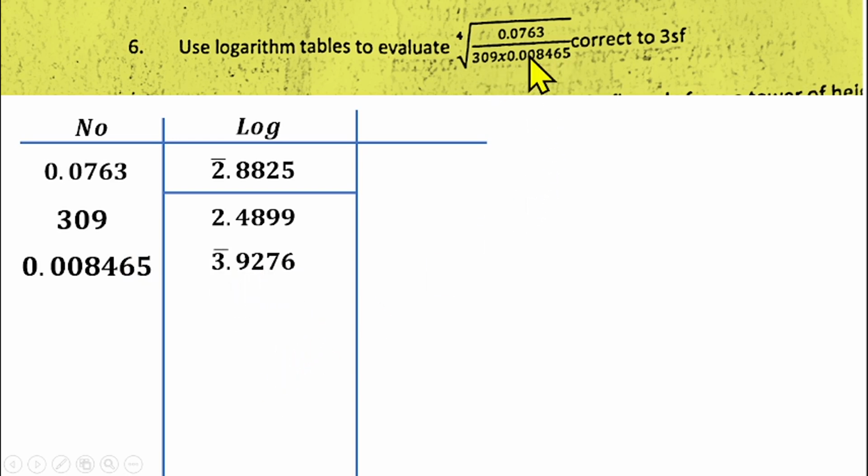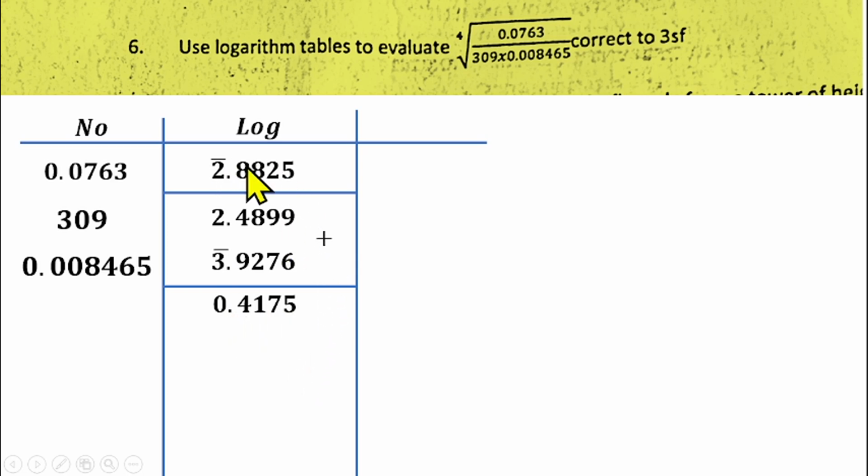Then in the denominator we have times in between them. That means you are going to add this logarithm and this logarithm together. If you add them together, 9 plus 6 is 15, that gives us 5. Then 1 plus 9 is 10, plus 7 gives 17. We write 7 down. 1 plus 8 plus 1, 2 is 11. Write 1 down. Then 1 plus 4 is 5, plus 9 that's 14. Write 4, remainder 1. Then 1 plus 2 is 3, and 3 plus bar 3 gives 0. So that gives us 0.4175.